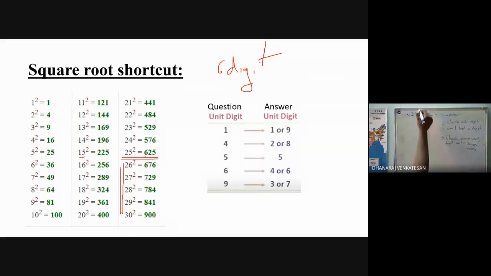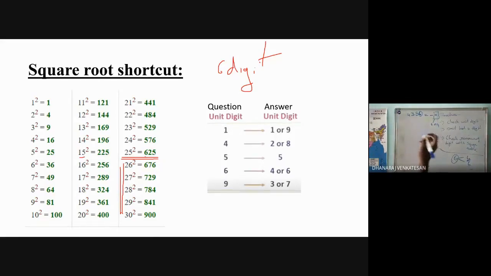Okay, the first step is to check the unit digit. They have given that the unit digit is 6. In the unit digit table, I have shown that 6 comes under 4 and 6. Correct? If the question ends with 6, the answer digit will be 4 or 6. In the unit digit table, I have mentioned 4 or 6. You have to remember this. So in this part, there can be 6 or 4. Okay. This is the first rule. Check the unit digit, and the last digit may be 6 or 4. This is the first part.